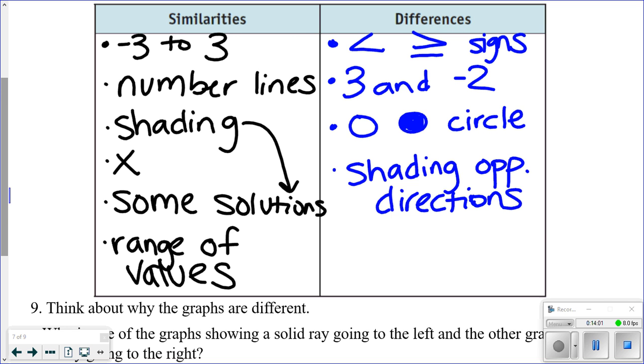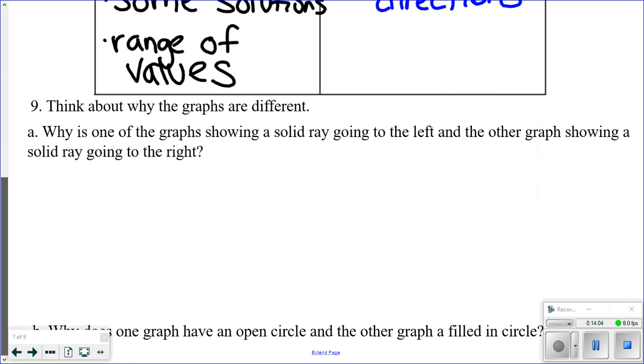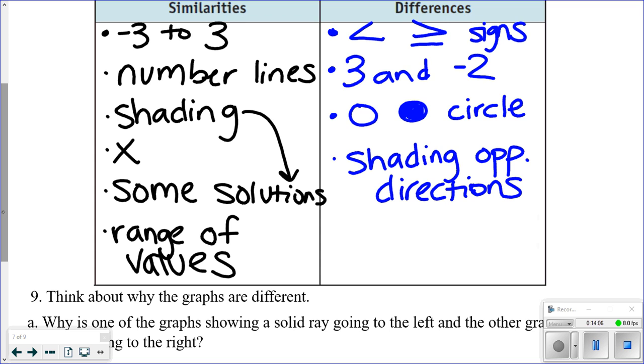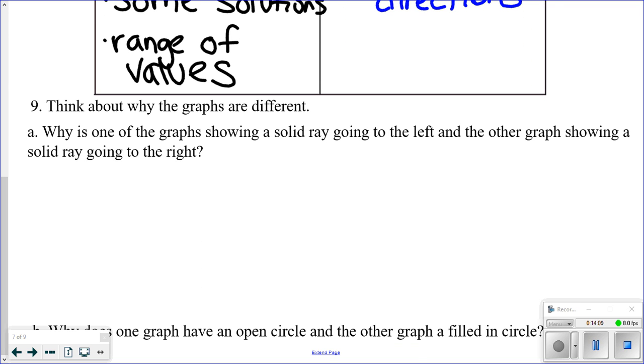Okay, question 9 says, think about why the graphs are different. Why is one of the graphs showing a solid ray going to the left and the other graph showing a solid ray going to the right? So let's talk about our first graph, or we could call this the graph on the left. This is a solid ray or shading going to the left.